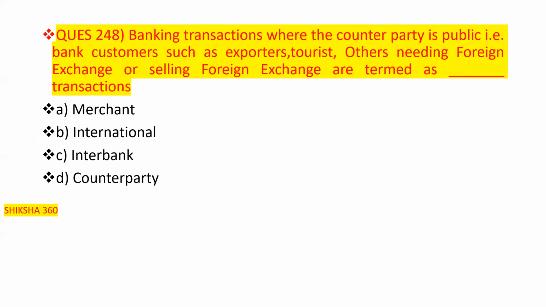I think this question has already been discussed in some of the topics. Banking transactions where the counterparty, that is the opposite party, is the customer or the public, that is the bank customer, such as exporters, tourists, others needing foreign exchange or selling foreign exchange, are termed as which type of transactions? Merchant transactions, international transactions, interbank transactions, or counterparty transactions.